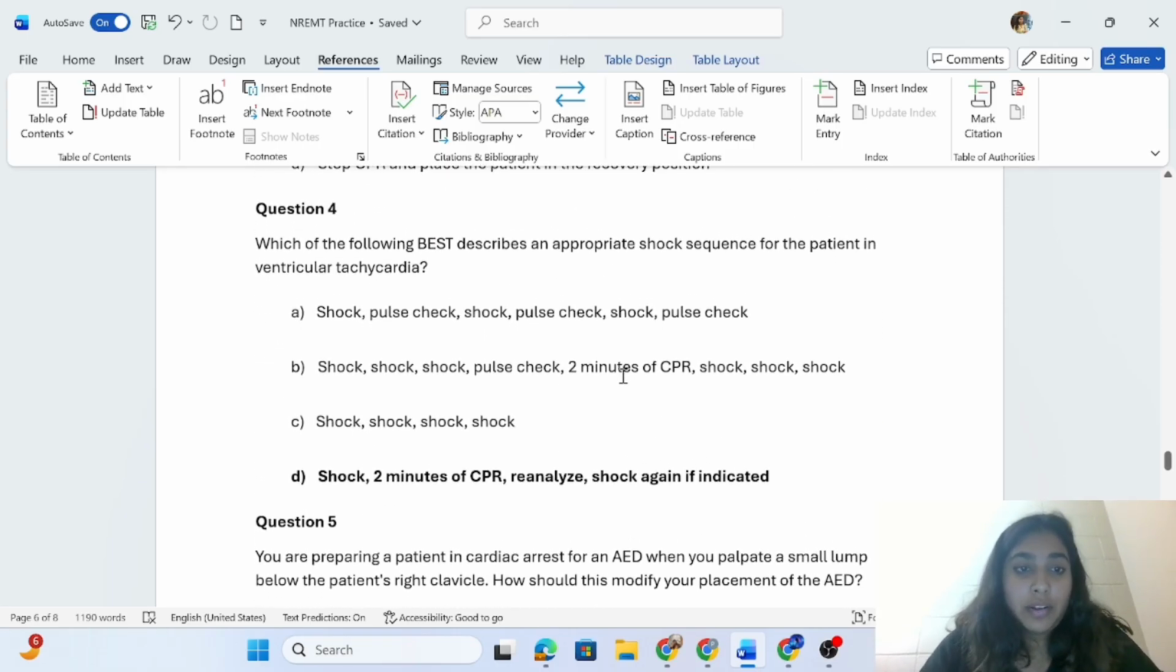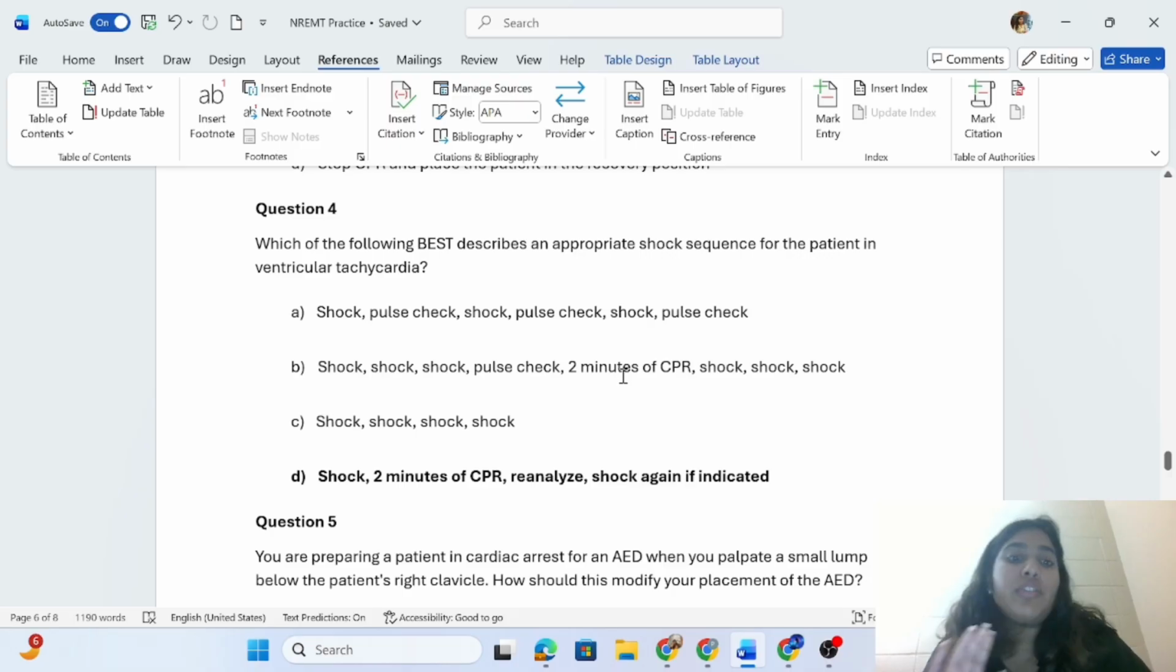Then question 4. Which of the following best describes an appropriate shock sequence for the patient in ventricular tachycardia? So what's ventricular tachycardia? These terms are important for EMTs to know because it's easier to communicate with medical professionals. Nobody will be there in a real scenario telling you what tachycardia is. You should know tachycardia, bradycardia and all that.